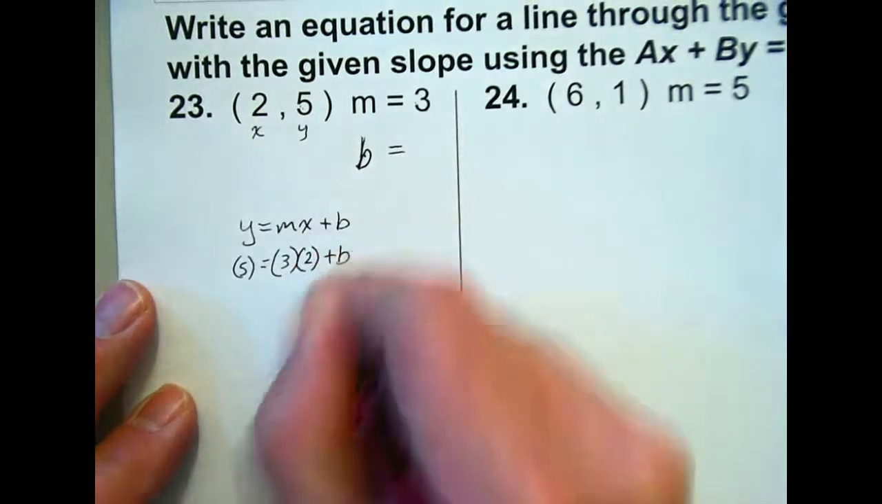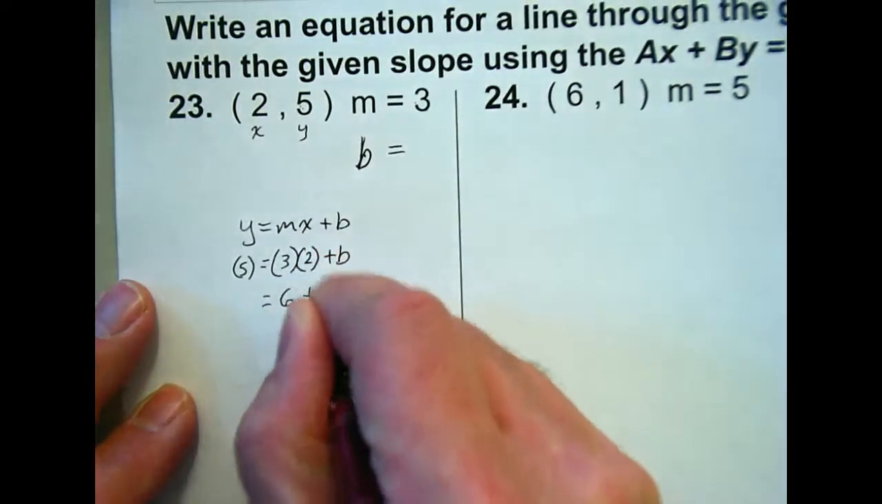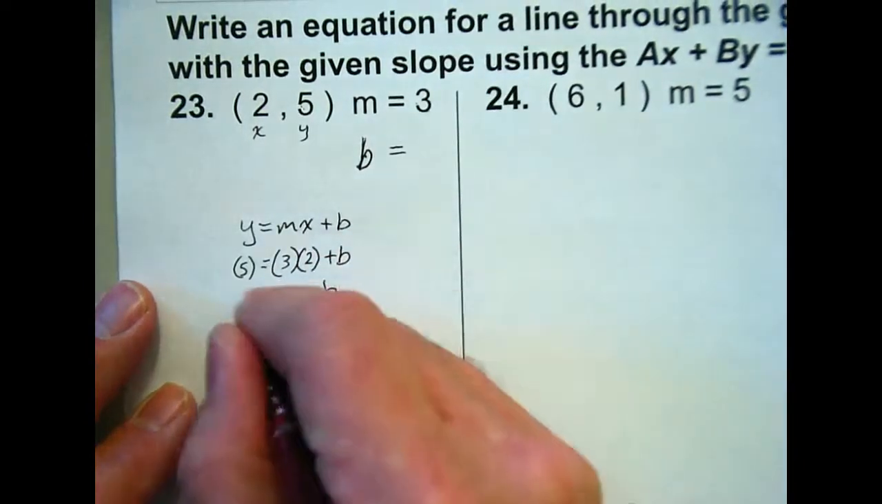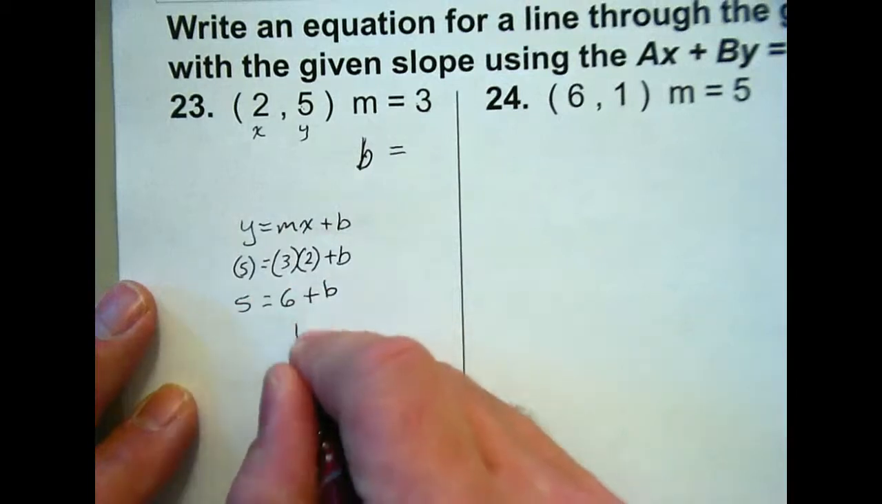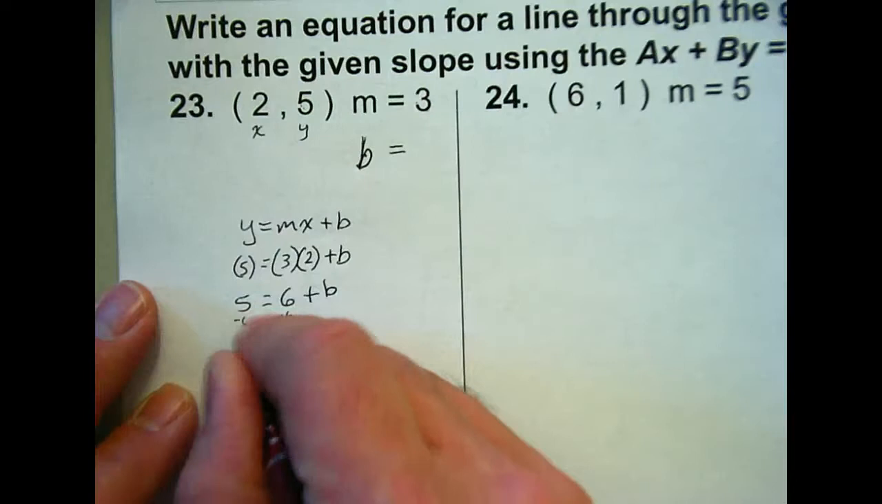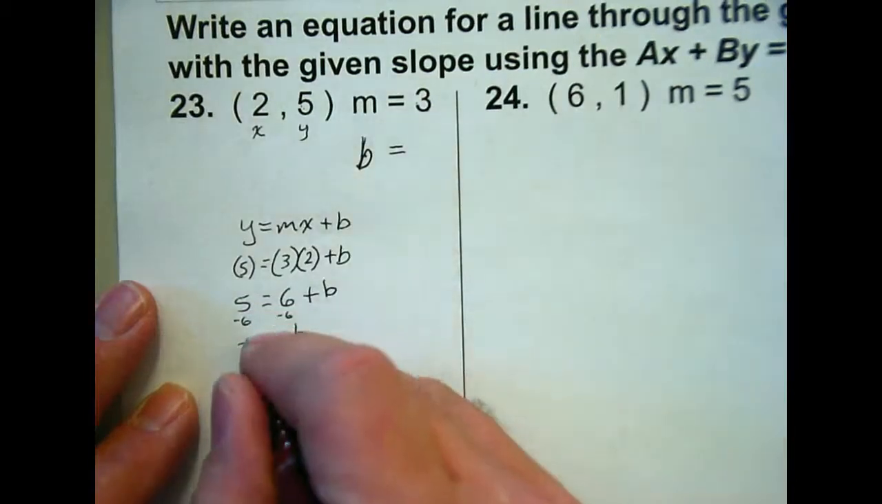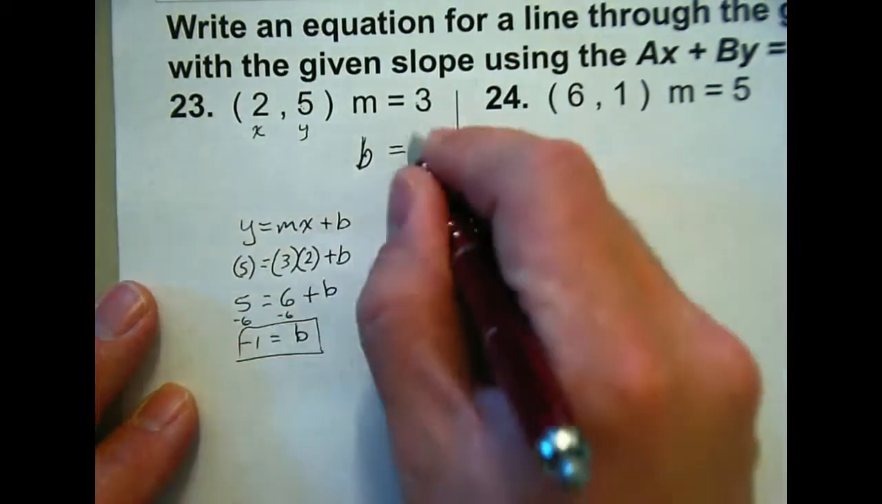So we get 6 plus b equals 5. So b, subtract 6 on both sides. What is b? Negative 1. Yeah, so b is negative 1. All right. So now we're not quite done. We've got to write our equation.